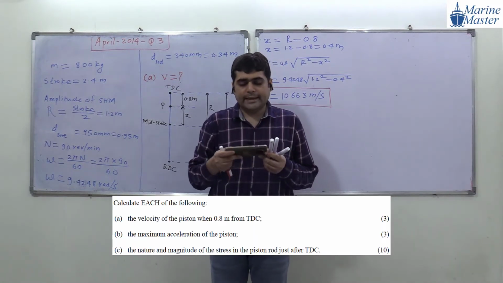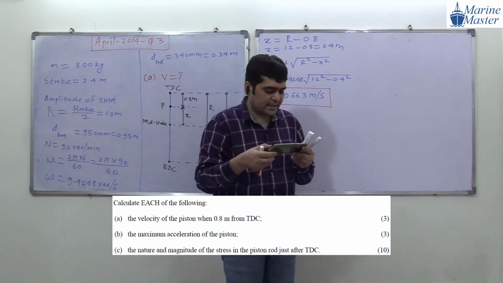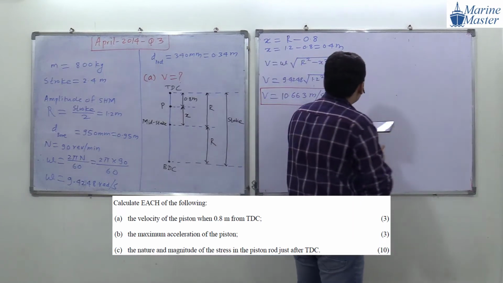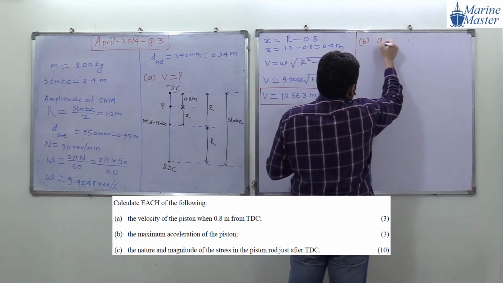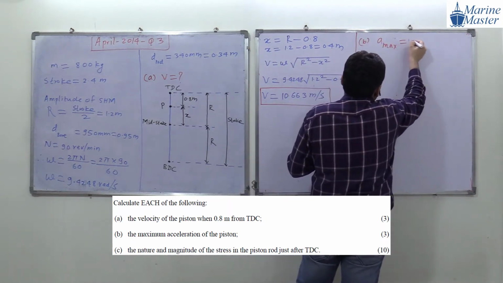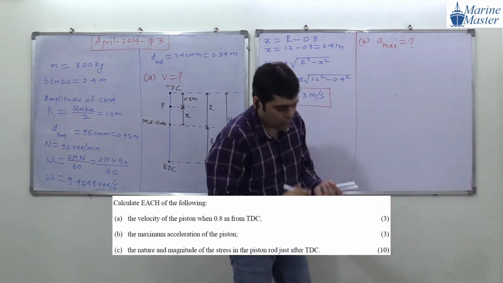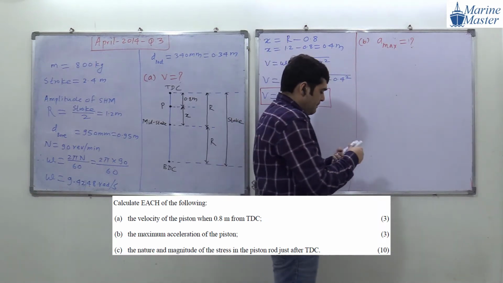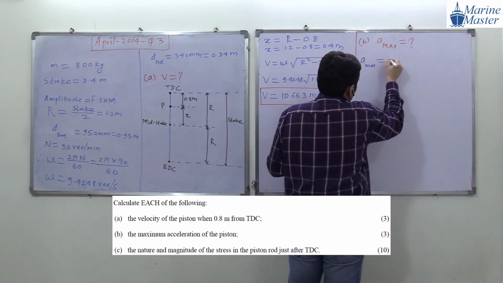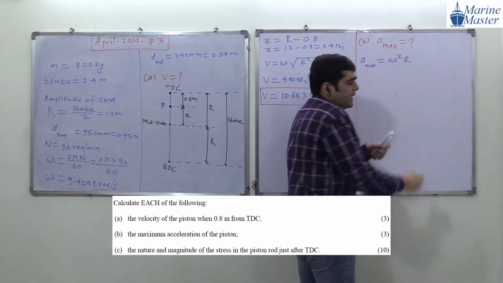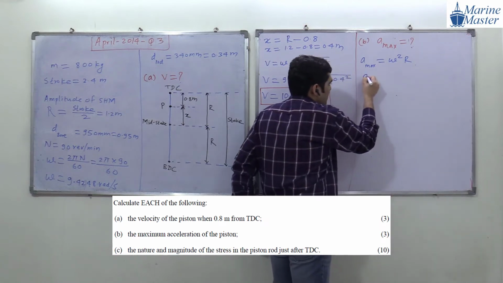Now, what is our target in B part, guys? In B part, what are they asking us? Maximum acceleration of the piston. In B part, we have to find out maximum acceleration. It means A max. And what is the relation for A max we studied? A max will be equal to omega square into radius.